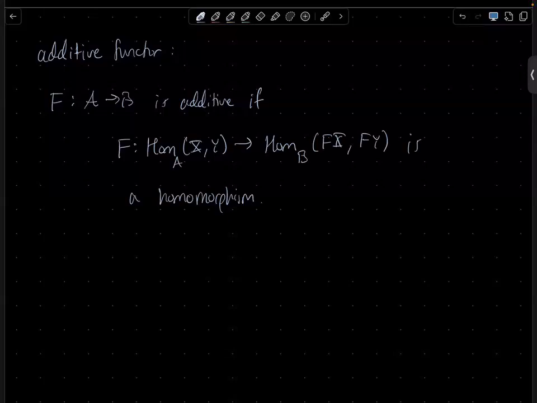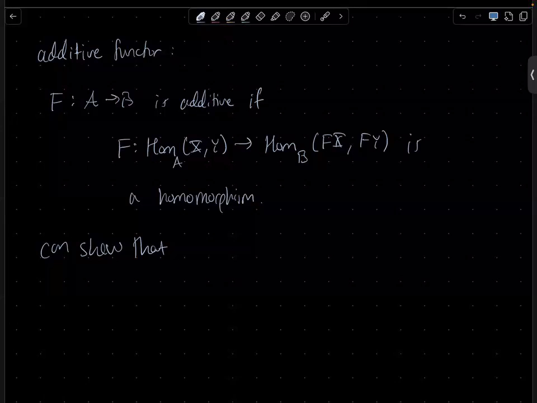Surprisingly, that's all you need. It turns out that from this requirement, you can show that now F preserves coproducts. So if I do F of X ⊕ Y, this will be naturally isomorphic to the coproduct for any two objects in A.